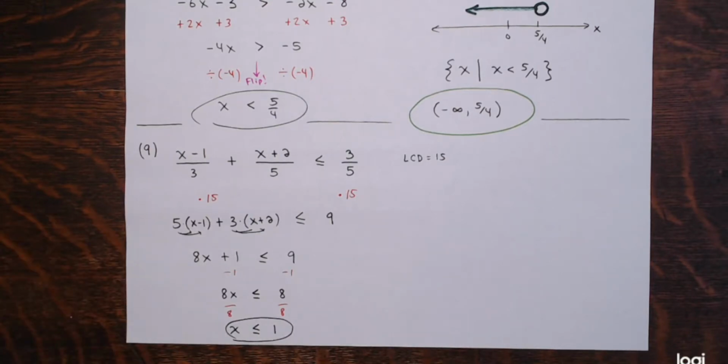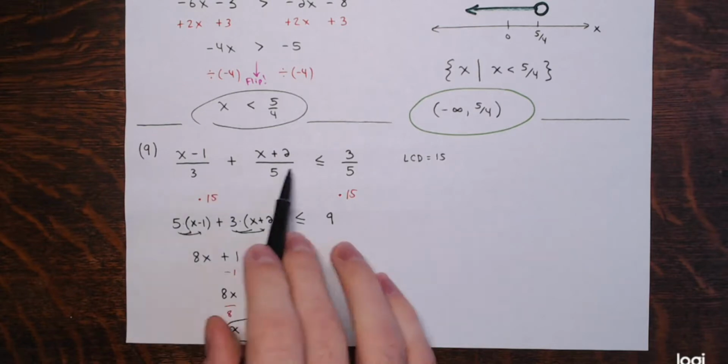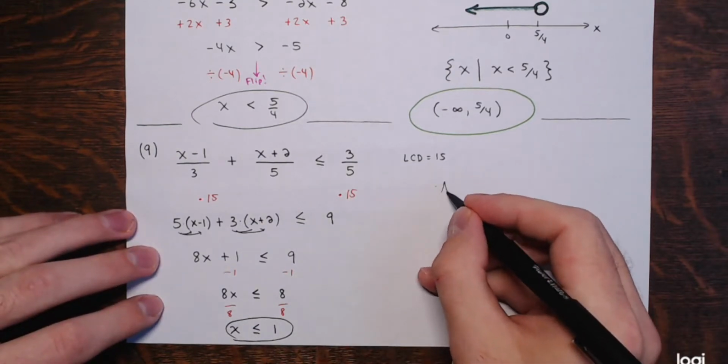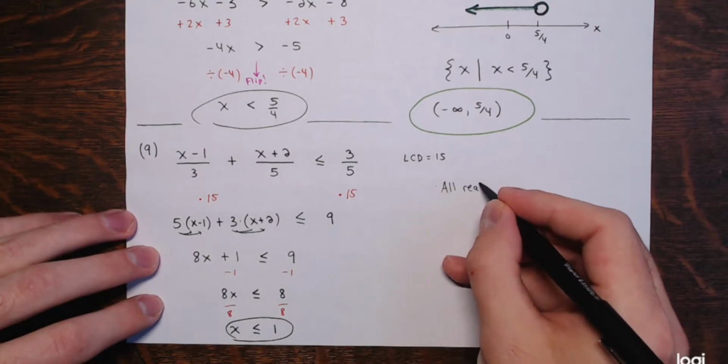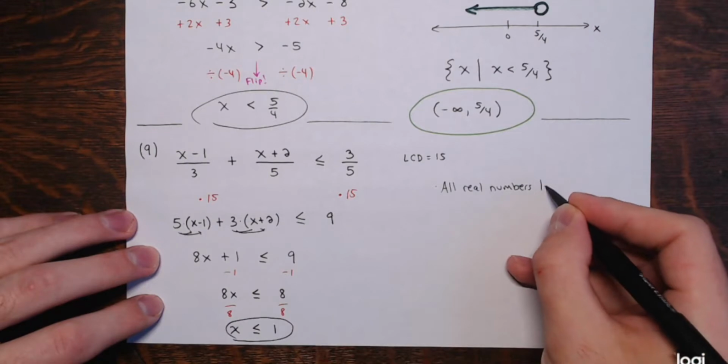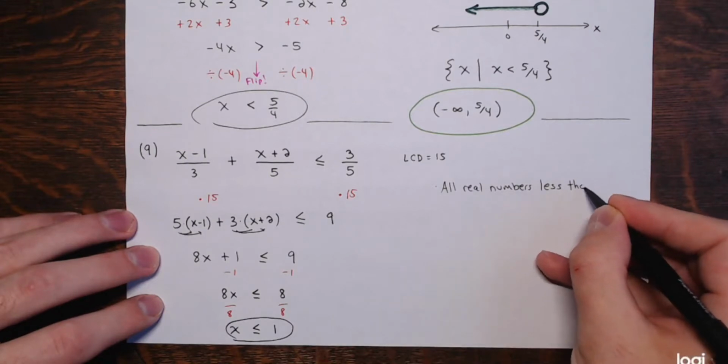All right, the numbers that'll satisfy this inequality here are all the numbers that are less than or equal to 1. So all real numbers less than or equal to 1.